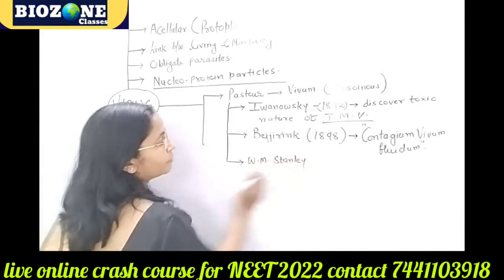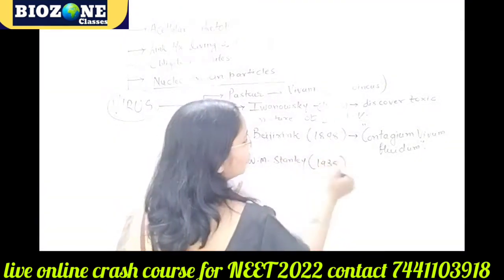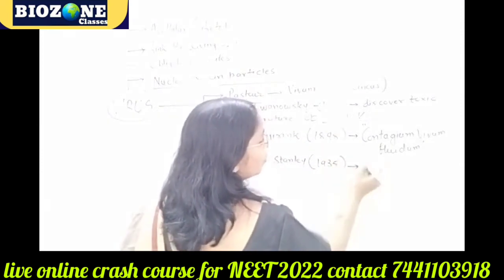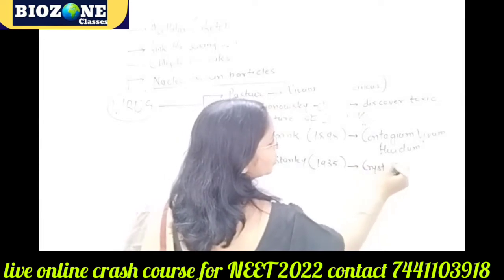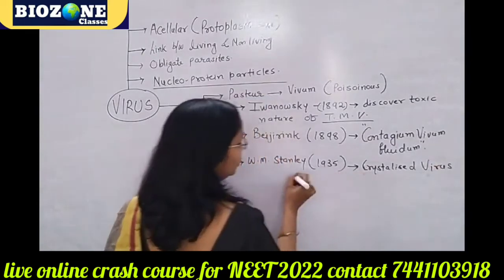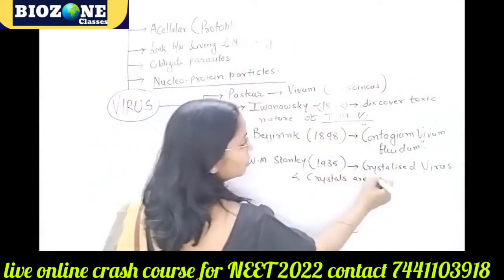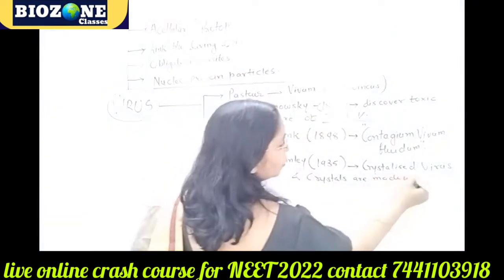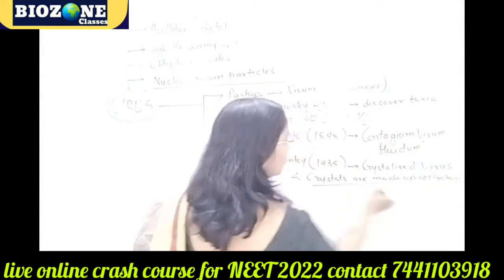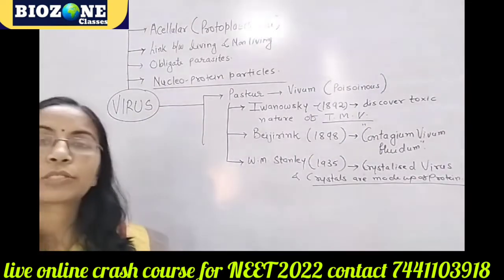And then after that, W. M. Stanley in 1935 made the most important invention: he crystallized the virus, and the crystals are made up of protein. So what are they made of? These crystals are made up of protein. This part you remember, the crystals of virus.